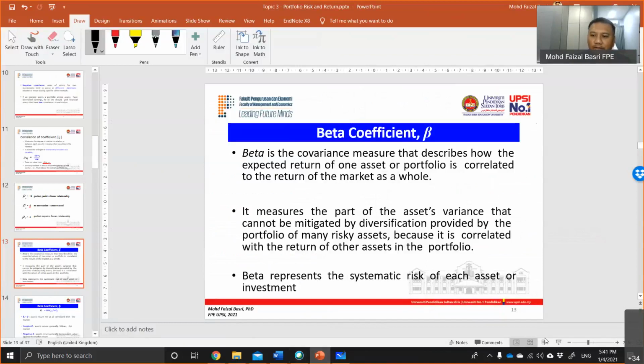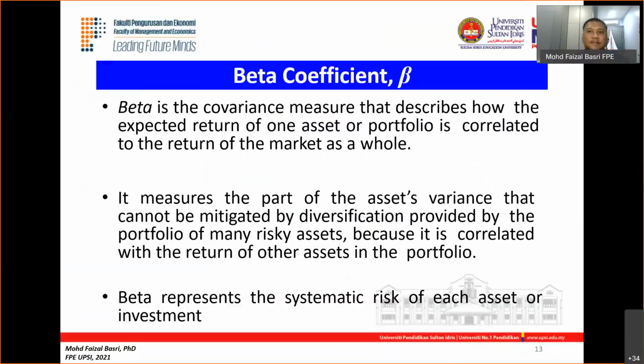Let's move on. Next, check the recorder. Okay. So as I said tadi, for the risk measurement, we have another measurement which is known as the beta coefficient. Beta coefficient. And the beta actually represent the systematic risk, okay, for each asset or investment. Right. So just to summarize, okay, the difference between the beta coefficients and also, let's say, if you want to compare against the variance and standard deviation.